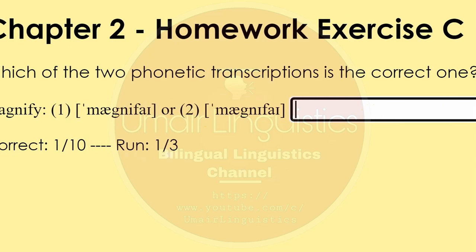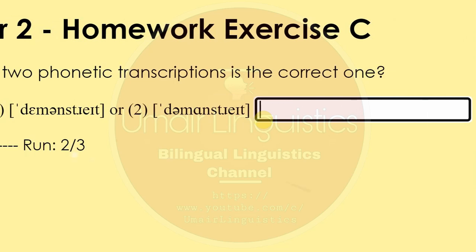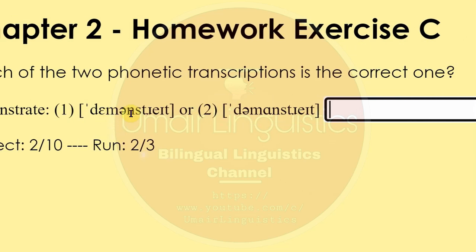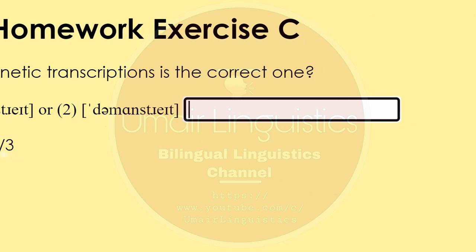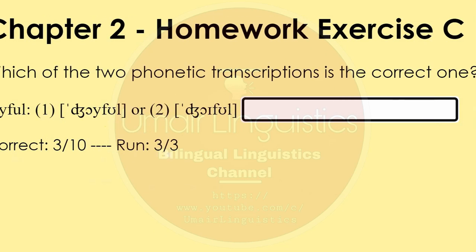Then magnify. The problem is, yes, it is like magnify, because this E is actually long, but here it is magnify, so the second one is correct. It will tell you whether your answer is correct or incorrect. Then this is demonstrate, and this is demonstrate. No, demonstrate, and this is demonstrate. So the first option is the correct one. Correct. Then joyful. And this is joyful, so this one is correct, because OA is the correct diphthong.